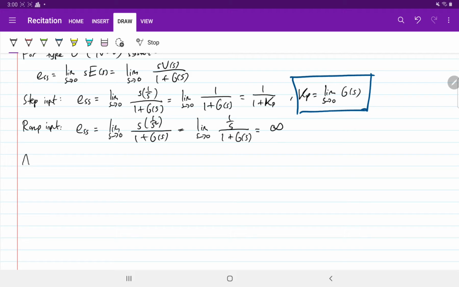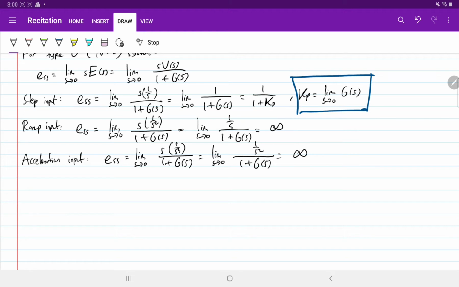Okay, and how about acceleration input? So limit s to 0 1 over s cubed 1 plus g of s. Again, we have s to 0 1 over s squared 1 plus g of s, and we obtain infinity.